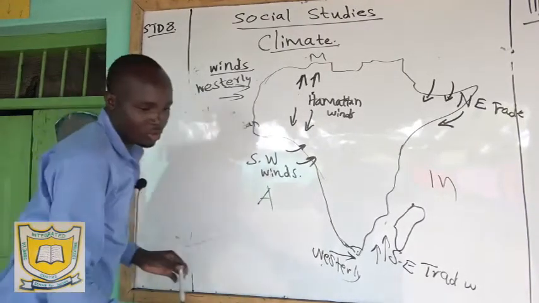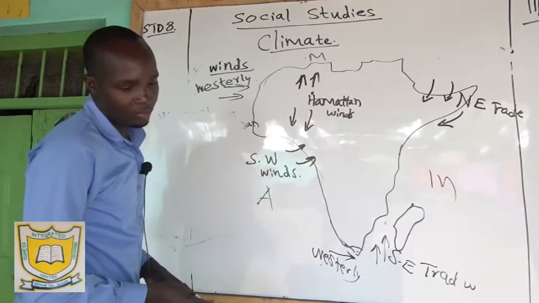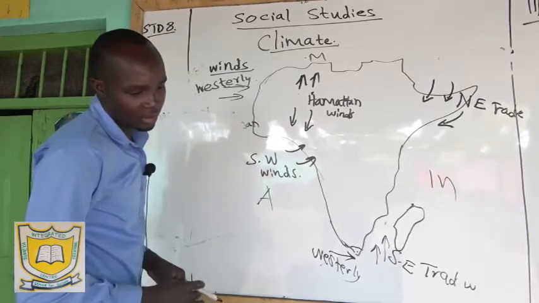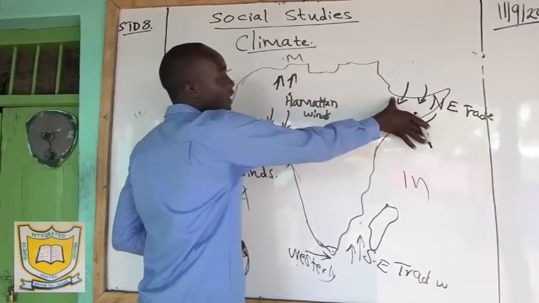And then number two, we have what you call westerly winds. They are also onshore winds. They bring winter rain. Then we have northeast trade winds. Northeast trade winds is in the Horn of Africa here.